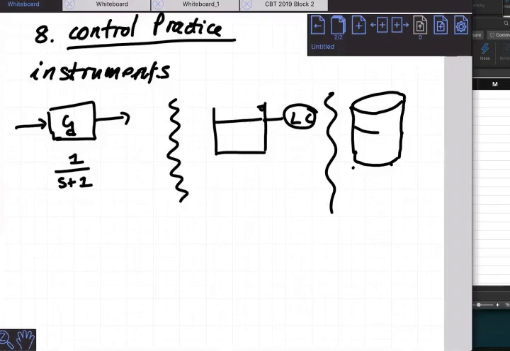So a real tank would obviously have actual dimensions, right? A real tank which has real walls. And then if you zoom in and you ask yourself, how is it that this level is being measured? You'll find that there's a whole host of things.